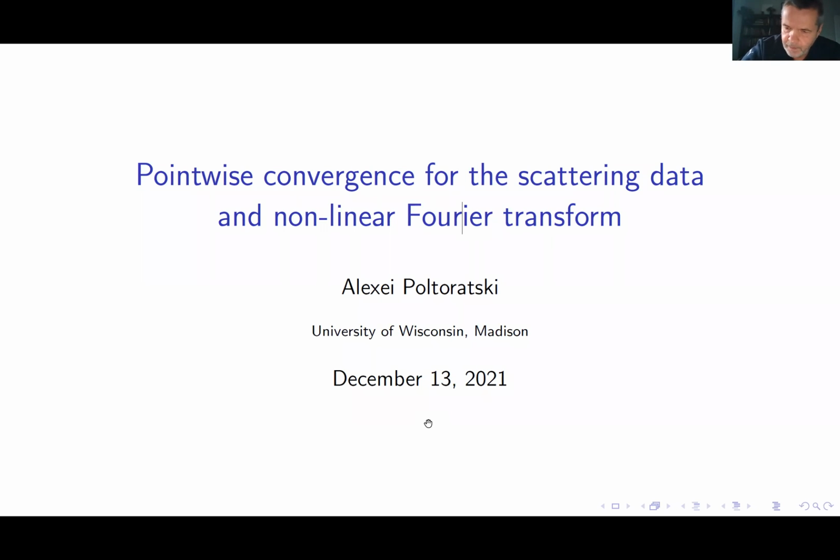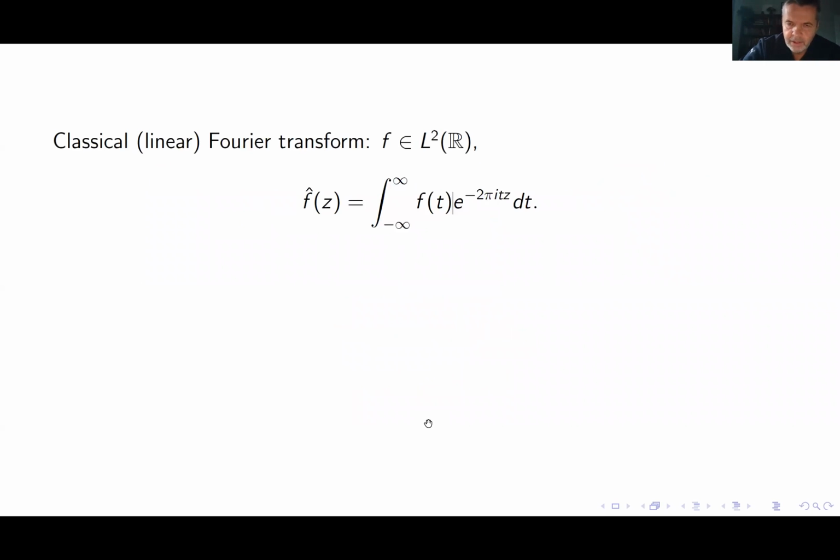So let me start by reminding you the history of the original problem, which is, of course, related to the classical linear Fourier transform. And this is the definition of the Fourier transform of a function, which, as you remember, is initially defined for L1 functions on the real line. And then we notice the Parseval identity and extend it to L2 functions.